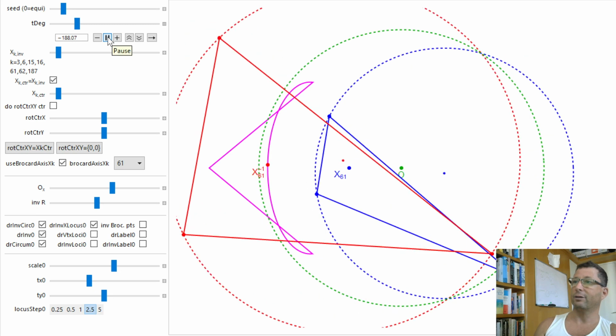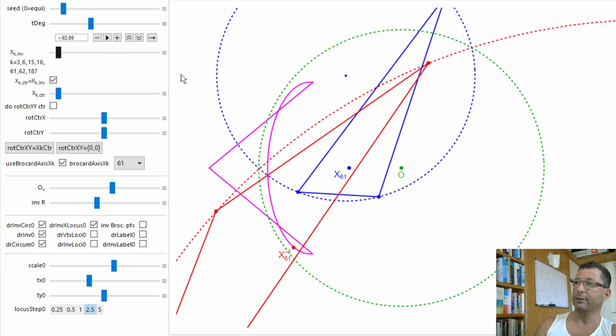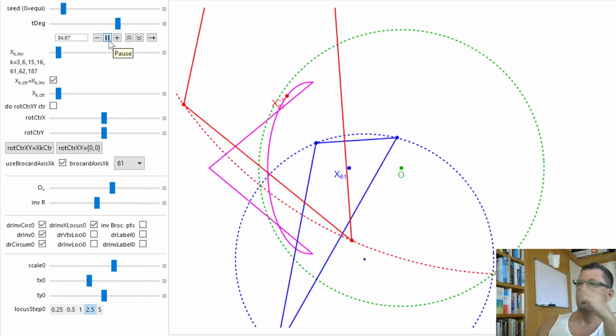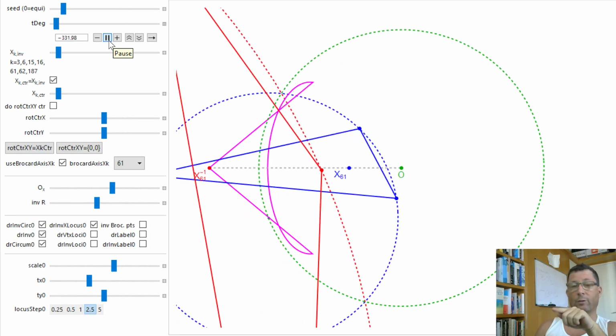Let's follow this motion. O is currently interior to the circumcircle, so x61 is following the arc of an ellipse. And when O jumps out of the circumcircle, x61 goes to this location here, and it's stationary while O is outside of the circumcircle. So you have these two phases, either moving along the arc of something that looks like an ellipse, or stationary.